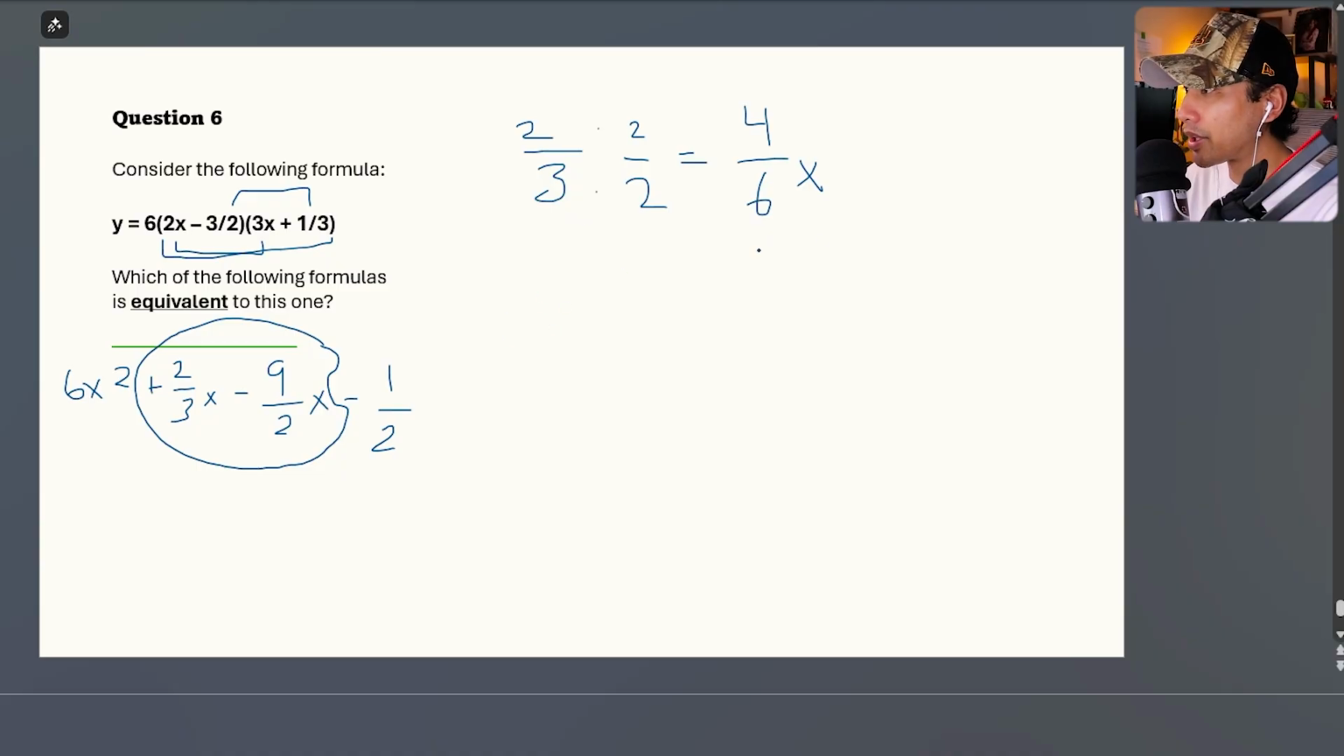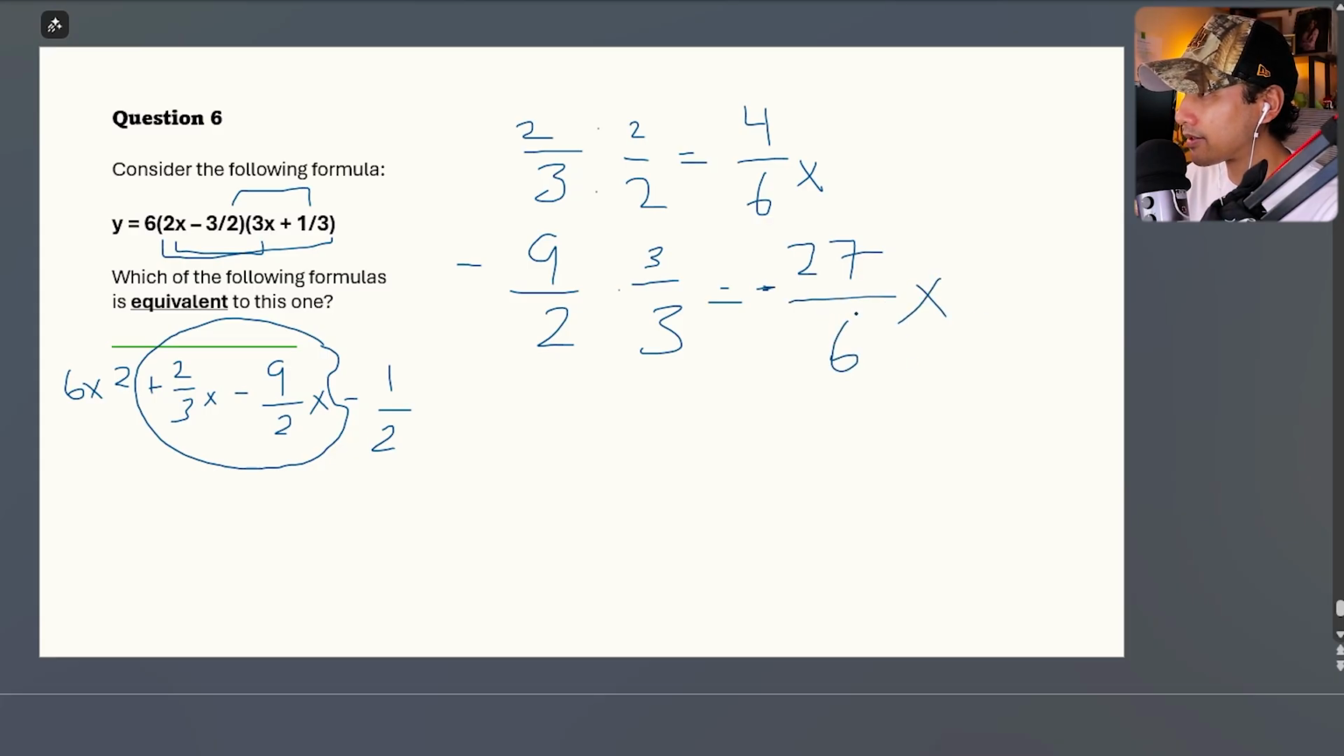And then with -9/2, I have to multiply to get this to be 6. I have to multiply the top and the bottom by 3. So we have -27/6, and then we carry that x.